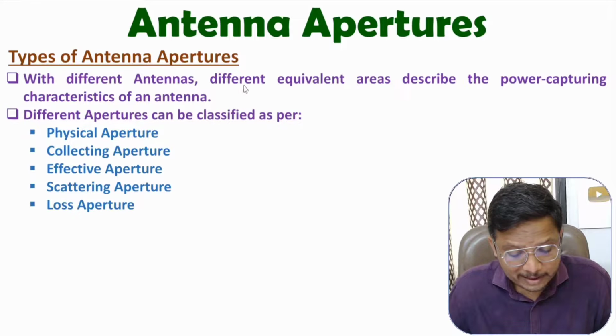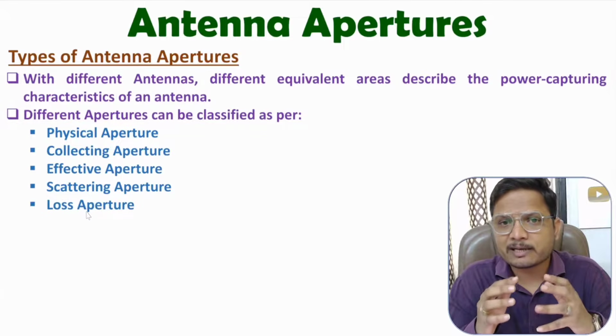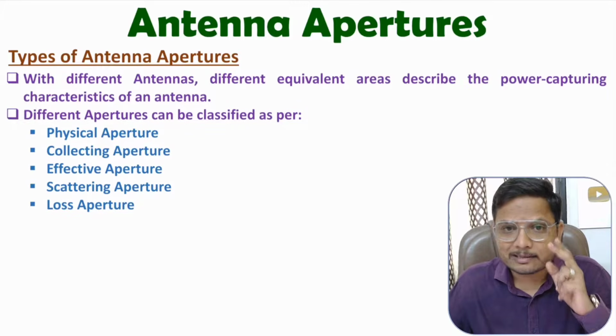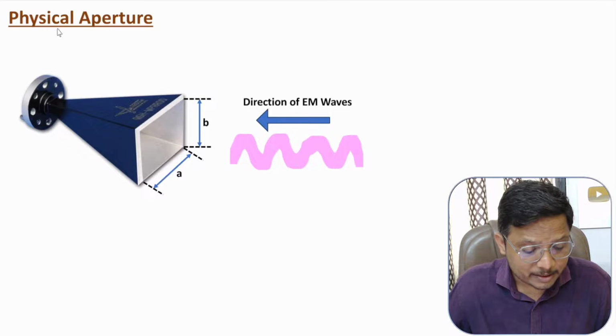Those different equivalent areas can be classified as physical aperture, collecting aperture, effective aperture, scattering aperture, and loss aperture. Here I'll explain all categories of aperture with great clarity. Let us start this video with the first category, that is physical aperture.